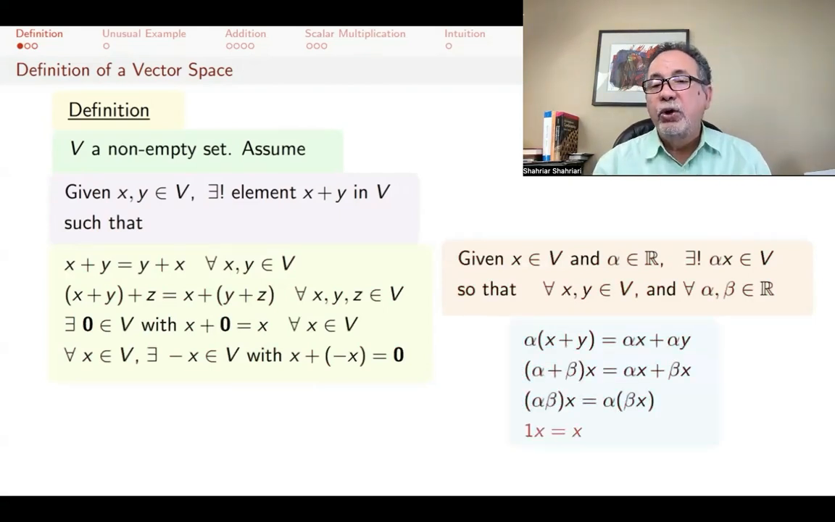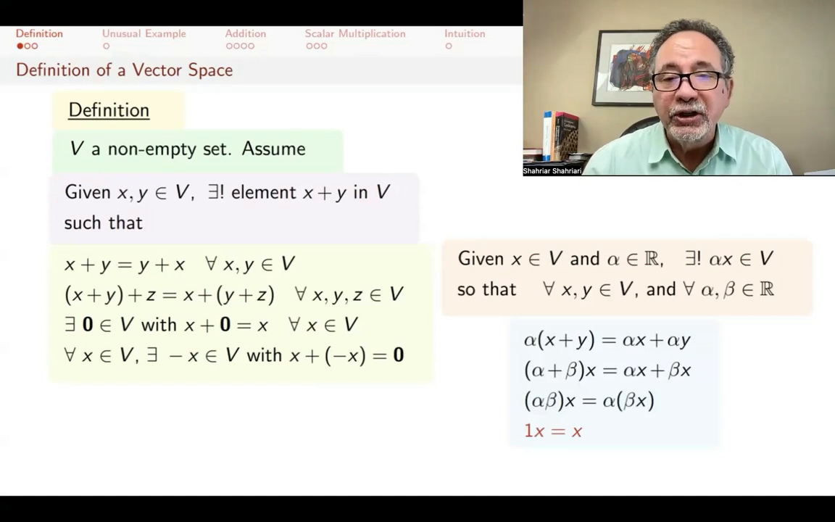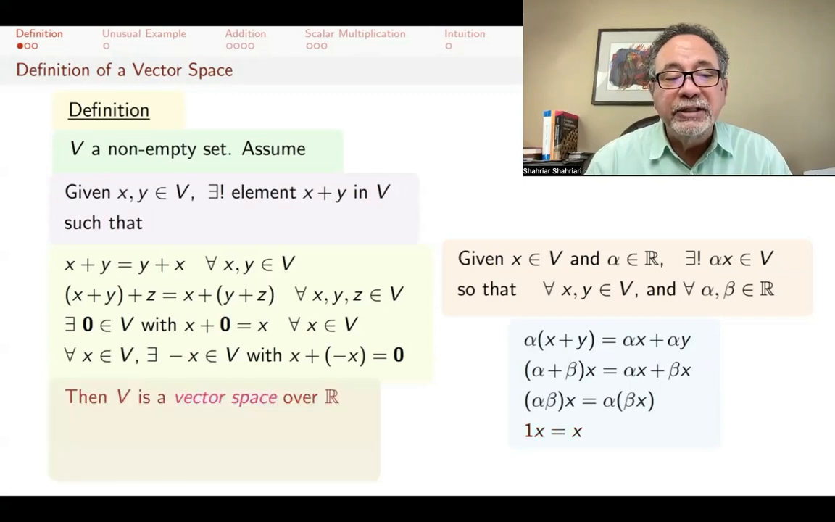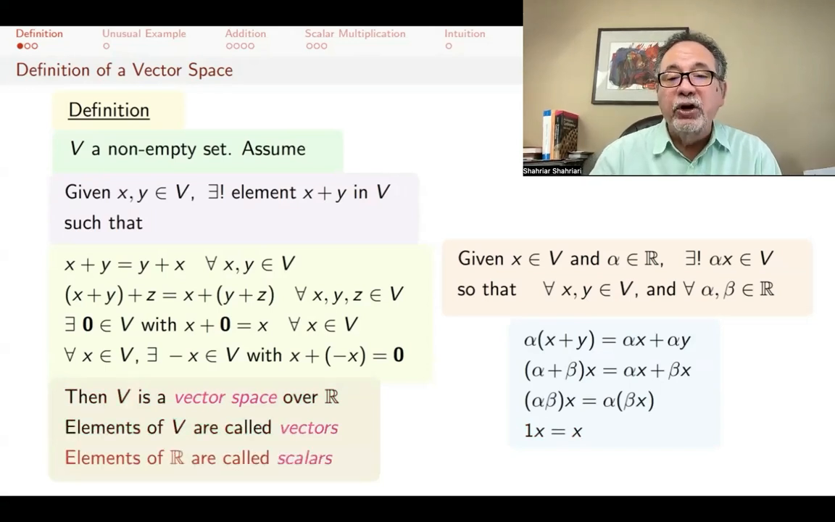I have a whole video on vector spaces where I go into the definition in some detail. We have an addition and scalar multiplication, and they follow certain properties. A vector space is an abstract object. If you have a non-empty set together with an addition and scalar multiplication that follow these properties, then V is a vector space over R. The over R means that the scalars are real numbers. Elements of V are called vectors, and elements of R are the scalars.